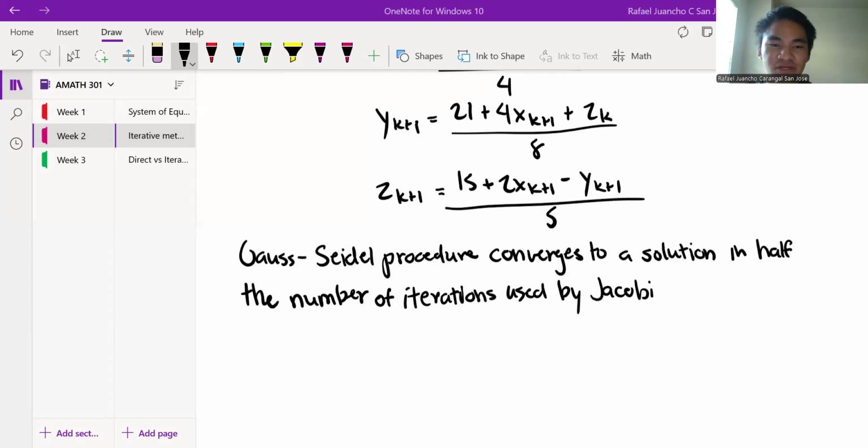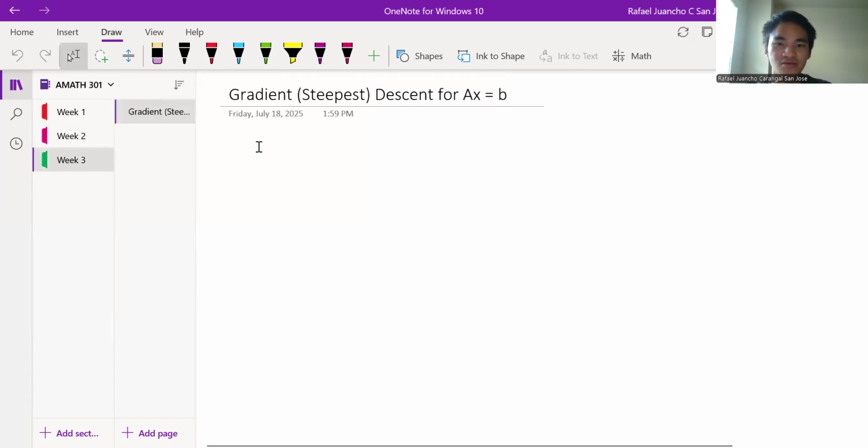Okay, that's all for direct and iterative methods. The next thing we'll be talking about is something that I'm actually interested in, which is gradient descent. So it's another algorithm used to solve the system AX equals B. And yeah, this is high performance computing. And here I'll actually be showing code in order to do that.